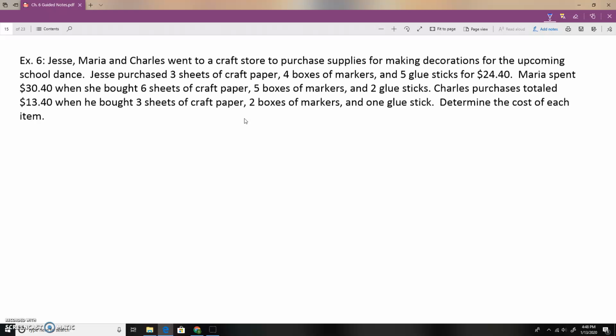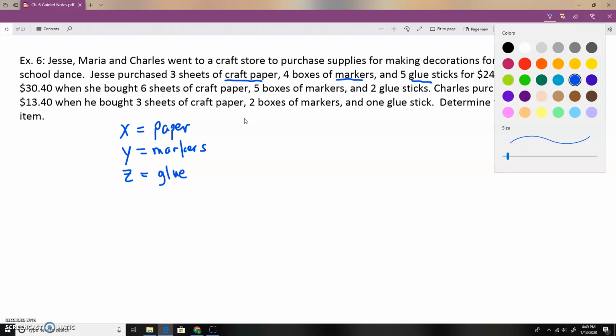If you look at each student, we've got craft paper, markers, and glue. So I'm going to set up my three variables, X, Y, and Z. I'm going to let X be the cost of the paper, Y the cost of the markers, and Z the cost of the glue sticks. Alright, so let's write our three equations now from our information.